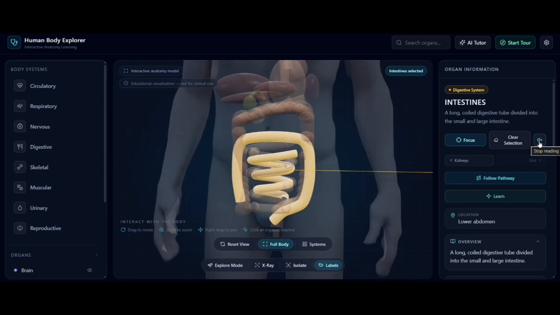Intestines. The small intestine absorbs most nutrients and water from digested food. The large intestine absorbs remaining water and forms waste for elimination.